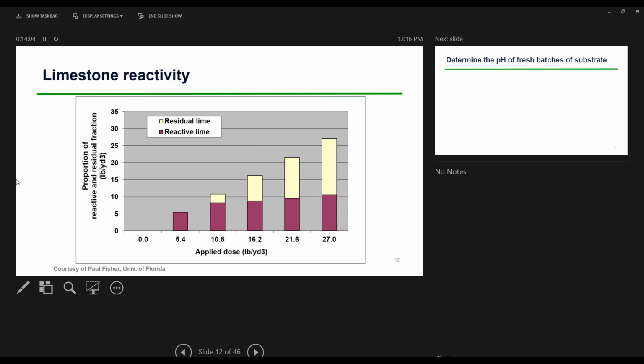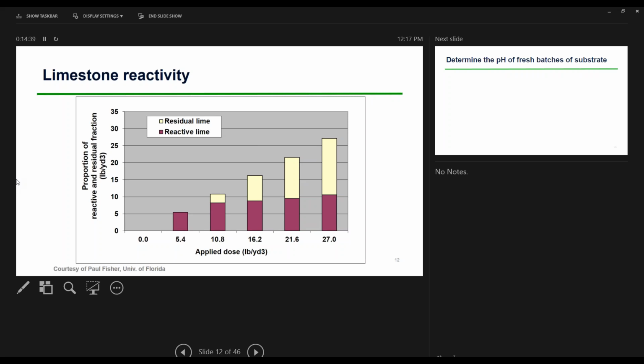So one of the reasons when we give recommendations about limestone is that it's better to apply a lower dose multiple times as opposed to applying a higher concentration one time, right? Because you have a little bit more control. So let's say you're trying to increase your pH and you're applying the equivalent of 5.4 pounds per cubic yard. You can see that that's going to mostly get used up, right? If you apply more of that same limestone, you see that most of it's going to get used up and you're going to have some residual limestone, right?